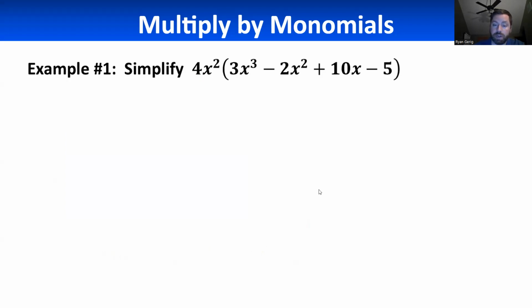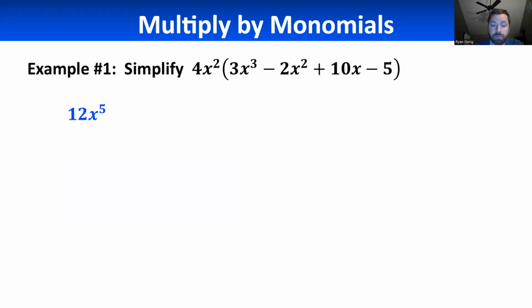Now it's going to get a little more complicated. 4x squared times all of that. So 4x squared times 3x to the third. This uses our exponent rules that we learned in previous weeks. 4 times 3 is 12. x squared times x to the third, like bases, we add the exponents. That's x to the fifth.